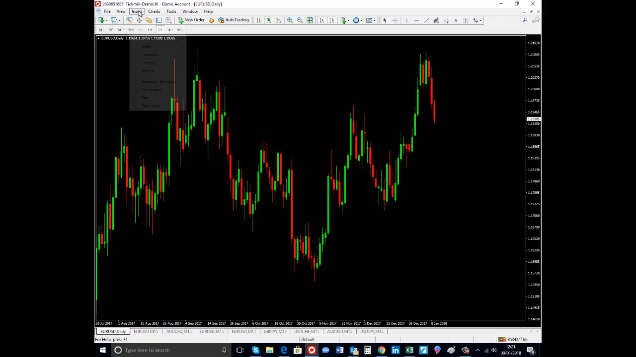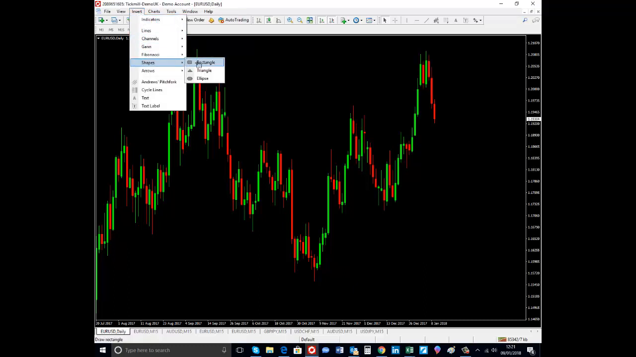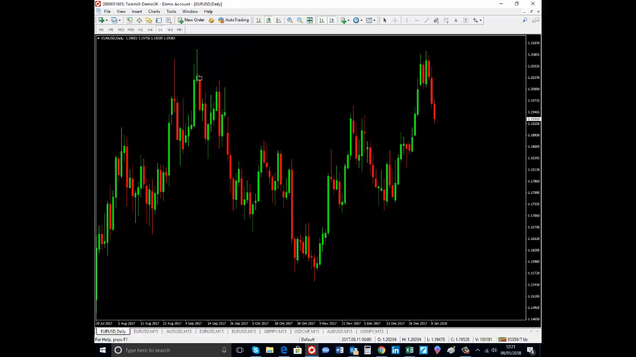So let's press on. First thing I'm going to do is go to my shapes and go to my rectangle. This is how I like to draw my levels. And what I do is I take just the wick. You see the wick of this candle here. I take just the wick and draw a box around it and extend it. So you can see here that includes the wick. This is our first supply level. When supply exceeds demand, prices will fall. It's basic economics 101. When demand exceeds supply, prices will rise.